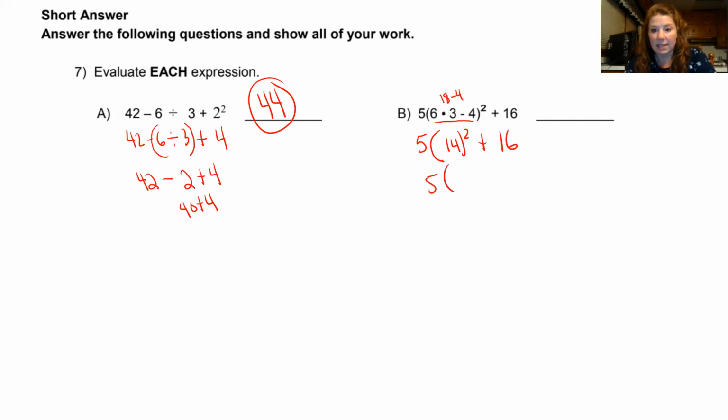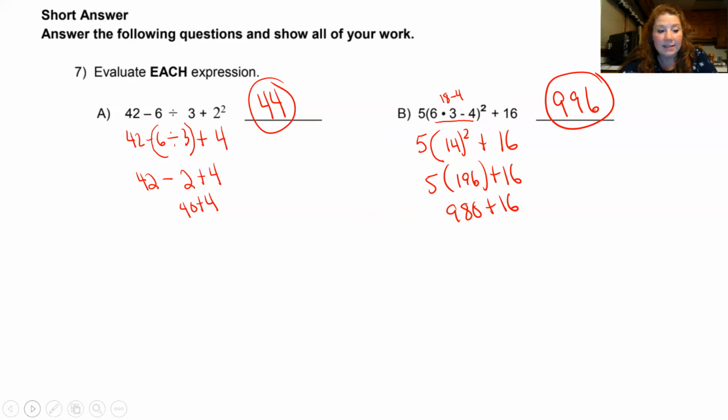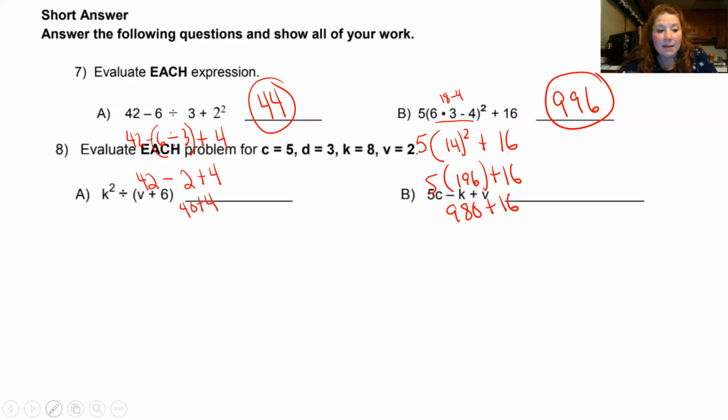Well, 14 squared, let me get my calculator. 14 times 14 is what? 196. So finally, I'm going to multiply 196 times 5, and I get 980. And 980 plus 16 is 996. Is that what you guys got? I hope it is.